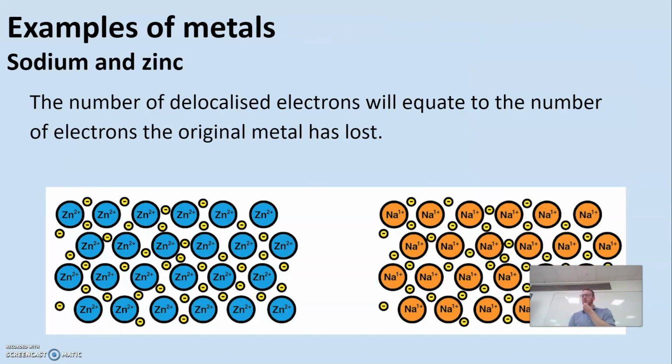And there are some examples. We can see this stacking of the cations, with the electrons floating around them. Zinc has a 2+ ion, and each of those atoms will donate 2 electrons to the sea. Sodium, being in group 1, has 1 electron that it's lost that's floating around. So the number of delocalized electrons equates to the number of electrons lost in the original metal.